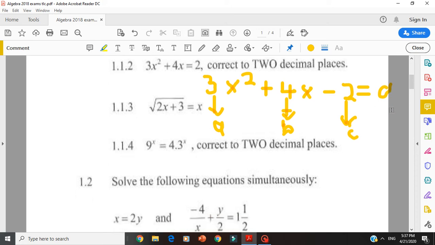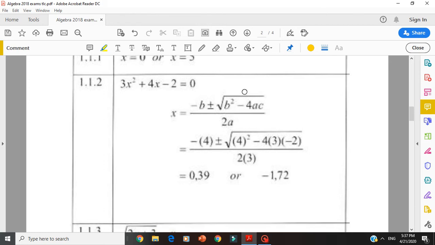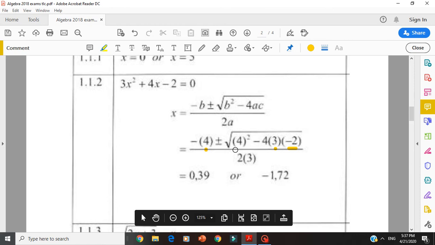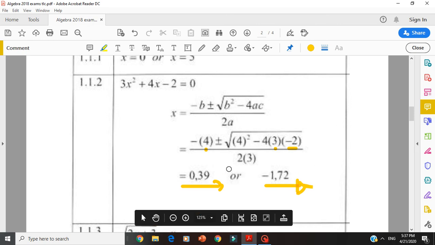And so if we proceed to the solution for question 1.1.2, it should look something like this, where we said b is 4, a is 3, c is minus 2. And so when you plug this into your calculator, if it says 2 decimal places, then you should leave it as 2 decimal places. But if they say to leave it as a surd, then you will keep the square root and you will not bring it down to decimal places.